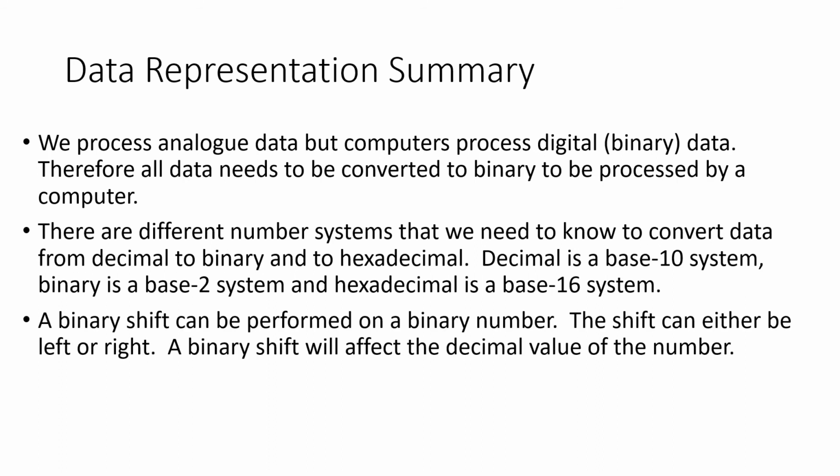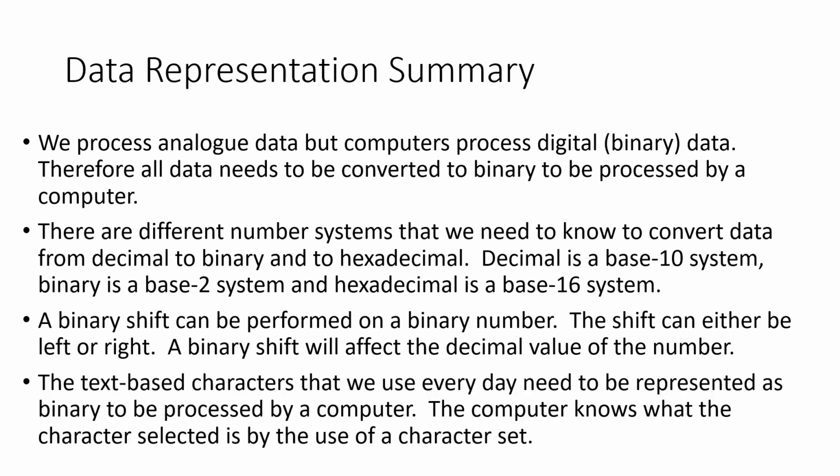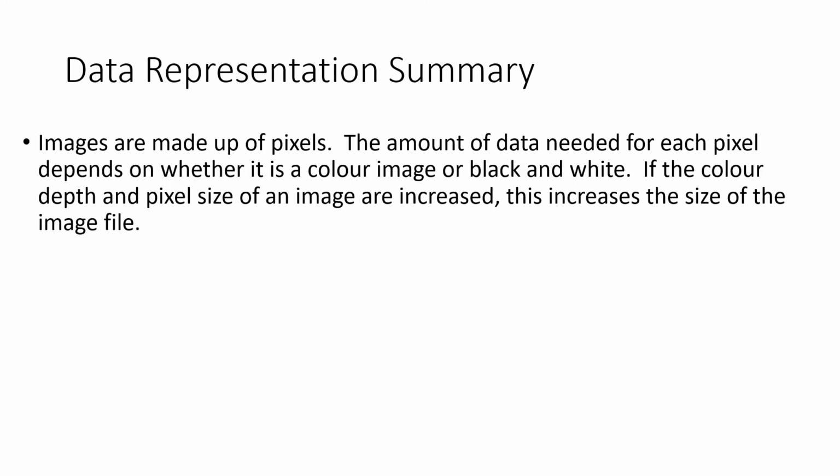You need to know about binary shifts, being able to shift from the left and to the right. Moving to the left increases the number by a factor of 2. Moving to the right decreases it by a factor of 2, or halves it. Even letters need to be stored as binary numbers. Those are character sets. Images are made up of pixels.